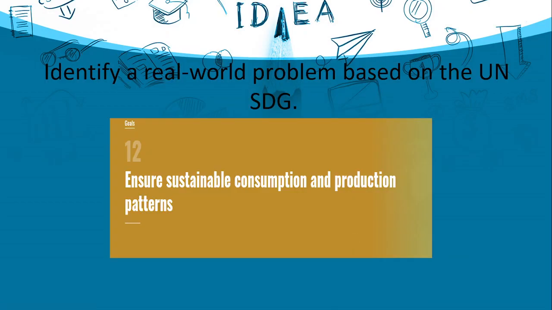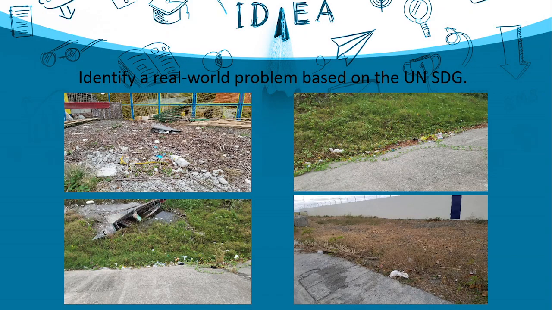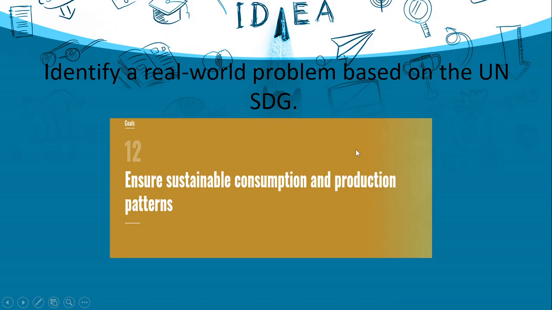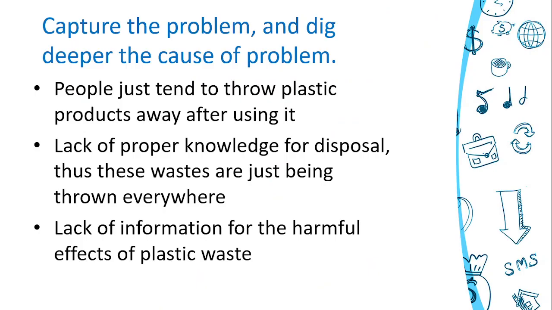Eventually, if there is overproduction of these goods, in this case the plastics, there is overproduction and overuse. This is where the waste comes in. This is where the improper disposal comes in. Overuse of this waste may lead to harming the environment. So this is goal number 12, where my problem is based on.